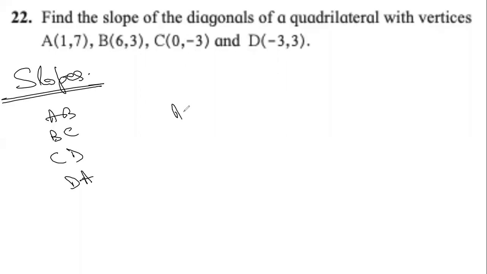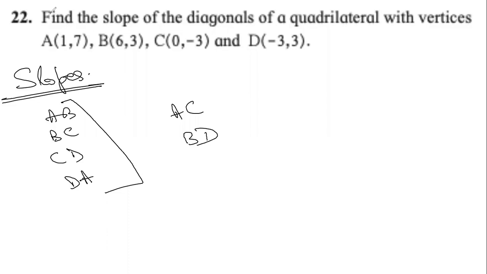Along with that, we will have to find AC and BD. We will see that out of these, 2 will be same and 2 others will be same. They will be the slopes of the sides, because opposite sides of a quadrilateral or parallelogram will be same.